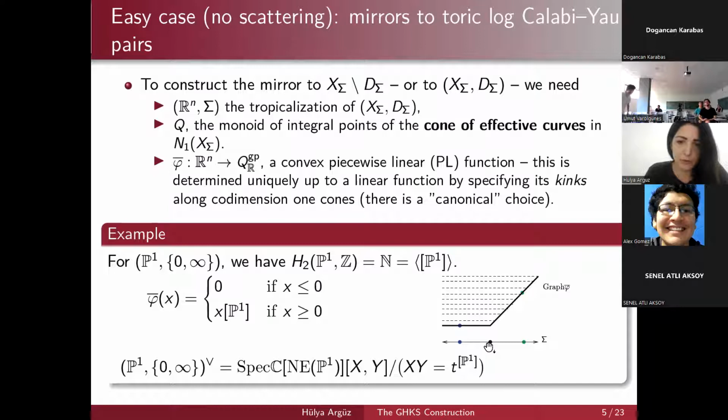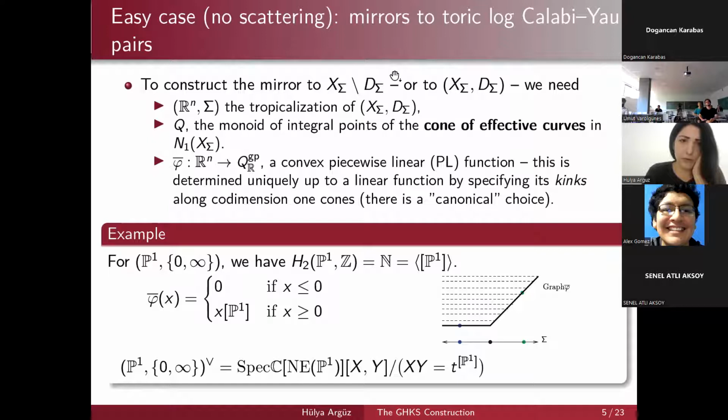The codimension 1 locus is just the origin. You specify a kink of a PL function at the origin by just saying, I want the kink to be the corresponding curve class of this codimension 1 locus. Here I draw a PL function, and once you specify all the kinks, such a PL function is not uniquely defined. It's uniquely defined up to a linear function, but what we do is we always assume, without loss of generality, it vanishes on one of the maximal cells, and this gets us a unique PL function.